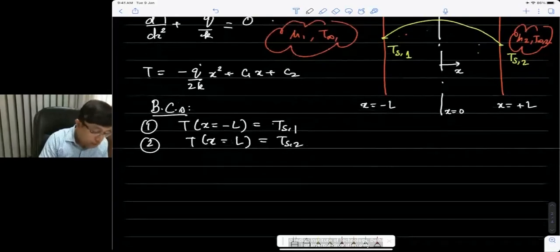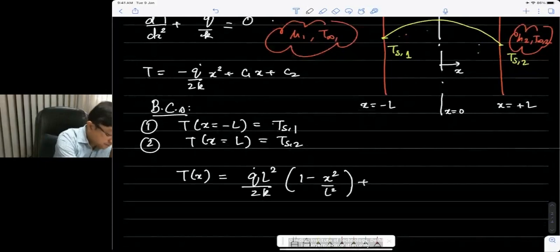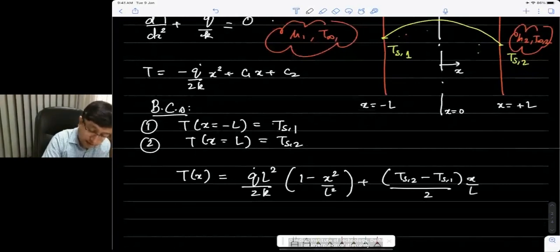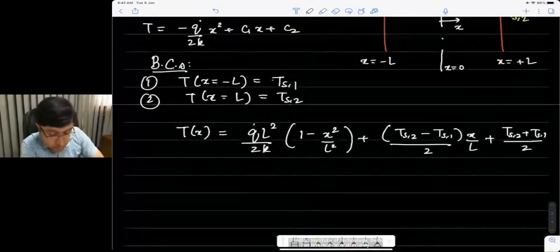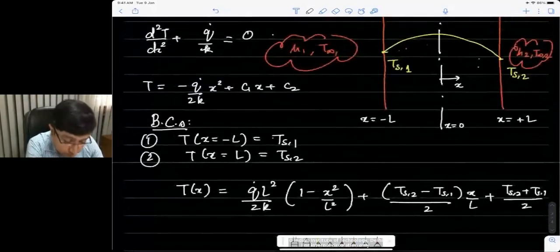Okay, so using these boundary conditions, you can then obtain that the temperature distribution as a function of x should be q dot L square by 2k times (1 minus x square by L square), plus (Ts2 minus Ts1) by 2 into x by L, plus (Ts2 plus Ts1) by 2. So the temperature profile that I had drawn is essentially a parabolic profile.